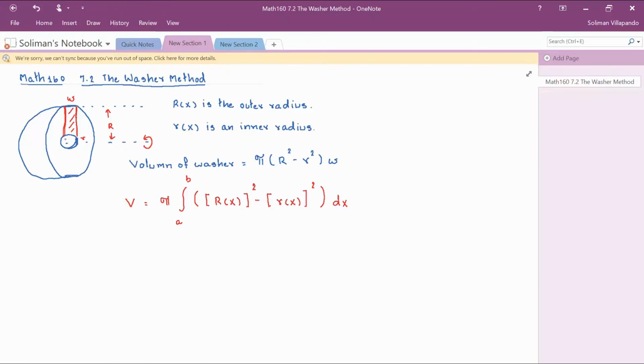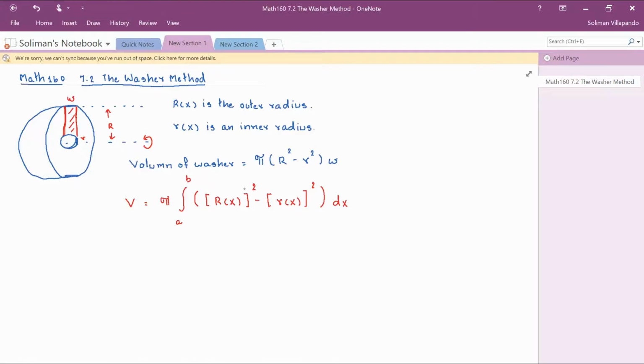And we want to find the volume of this without the hole. So we have to find the area of the bigger circle minus the smaller circle. Capital R of x is the outer radius. Small r of x is the inner radius. So the volume of this without the hole, we have to subtract the smaller radius squared from the bigger radius squared, and then calculate the volume of this.